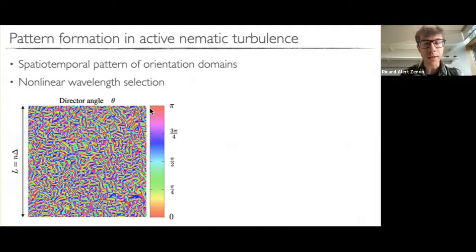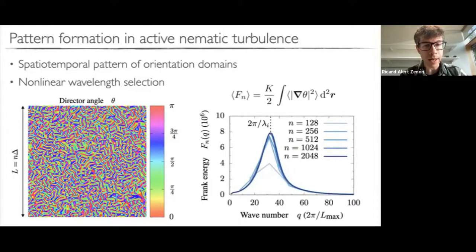And what's interesting is that now this pattern has an intrinsic wavelength. Okay, it has an intrinsic length scale, which is surprising because initially the initial instability did not give rise to an intrinsic wavelength. It gave rise to a pattern whose wavelength was dictated by the size of the system. But here, suddenly, when we go to the very nonlinear regime at high activities, then we get patterns with intrinsic wavelengths. And this we can see, for example, by looking at the spectrum of the Frank energy. The Frank energy is the energy associated to the distortions of the angle of alignment, okay? And so this is the spectrum of this free energy. And what we can see is that it's peaked at a characteristic wavelength, which is the size of these little domains. And this is now independent of the size of the system. As we change the size of the system, we always get the same spectrum of the Frank elastic energy, okay?